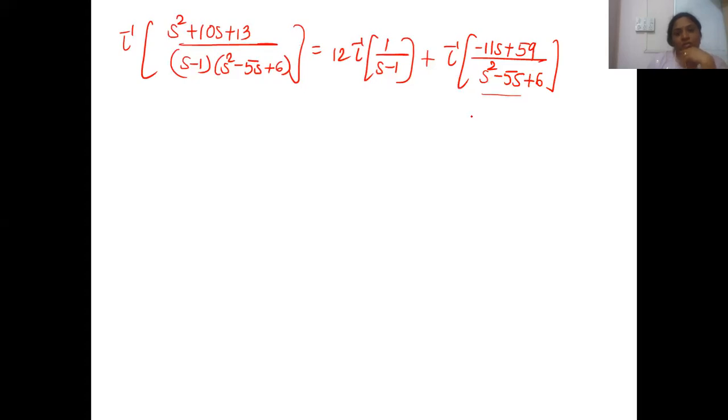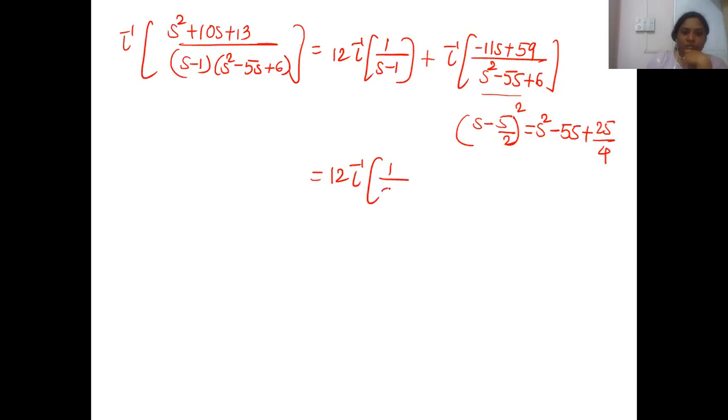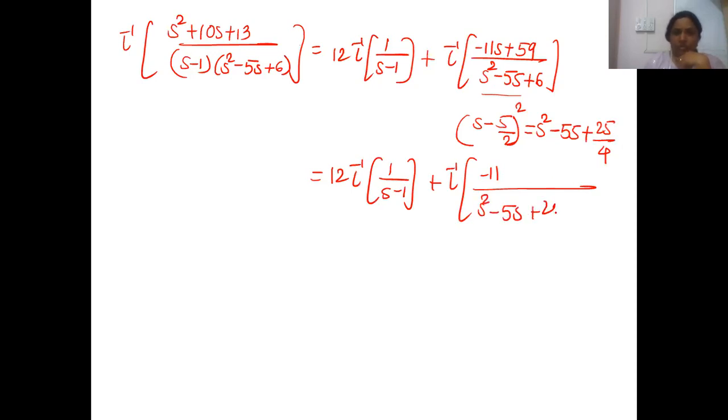From the first two terms, it is a square of s minus 5 by 2, you can check, 5 is half, 5 by 2. S minus 5 by 2 square is s square minus 2 into 5 by 2 s, plus 25 by 4. So you will have to add and subtract it. 12 into Laplace inverse of 1 upon s minus 1 plus Laplace inverse of this, s square minus 5s plus 25 by 4 minus 25 by 4 plus 6, as it is.